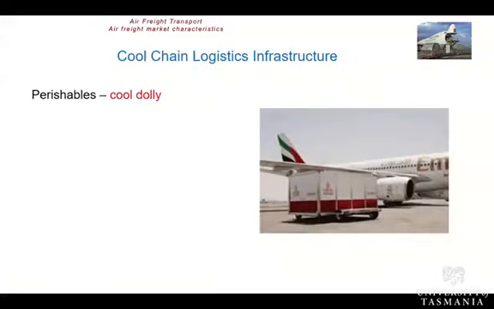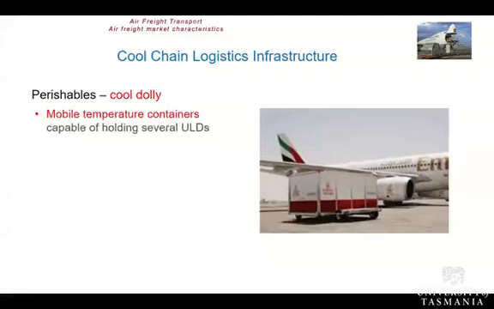Okay, now look, a couple of little terms. I mentioned infrastructure. One of those terms is a cool dolly. So within your infrastructure, a cool dolly looks something like this. So it's that box on wheels that you can see there. It's a mobile temperature container. Essentially what you're doing is you're putting your goods in there. It can carry a number of ULDs, and you're moving it from the warehouse over to your aircraft.